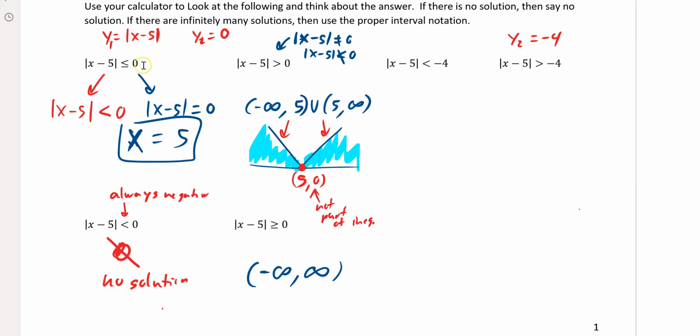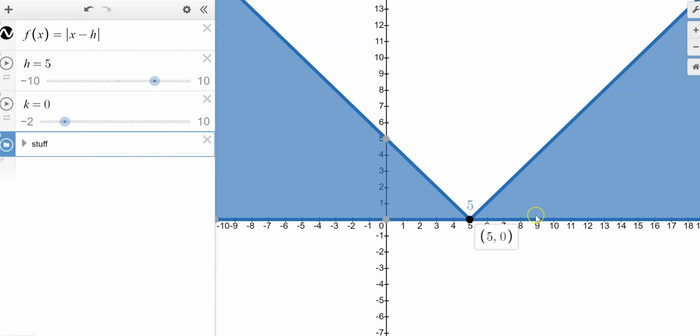And so that's the situation with 0. If it's less than or equal to, you only include the equal. If it's less than, you say no solution. If it's greater than, you include the outer intervals, not the part that is the 5. So if this said x minus 7 is greater than 0, you would just say, okay, from negative infinity to 7 and from 7 to infinity. So all you're looking at is when it is equal to 0.